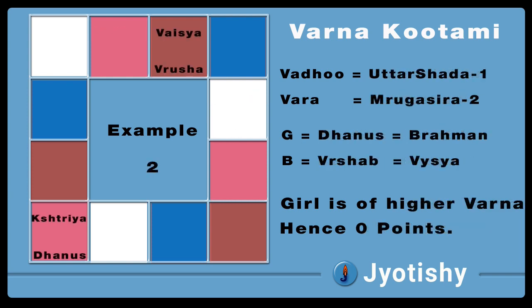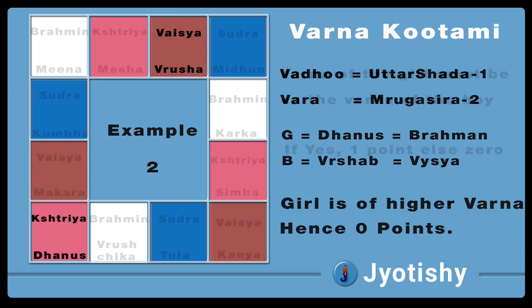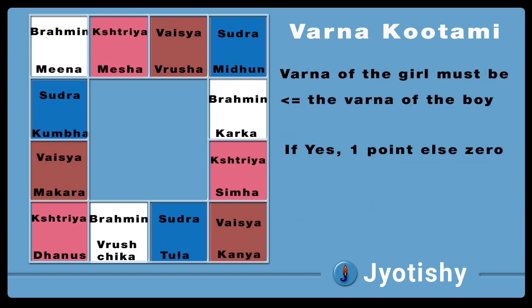In another case, say the girl is Uttarashadha 1 and the boy is Mrigasira 2. Rasis are Dhanus and Vrishabha. Varnas are Brahmin girl and Vaisya boy. So this match is not suitable. Matching gets 0 points. If the girl is of the same Varna or of a lesser Varna compared to the boy, the couple get 1 full point or guna, else the couple get 0 points.